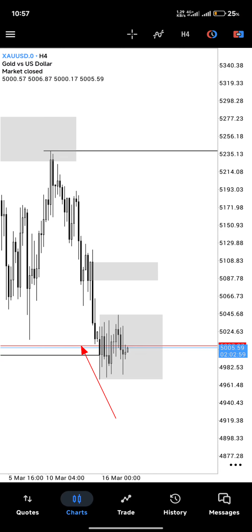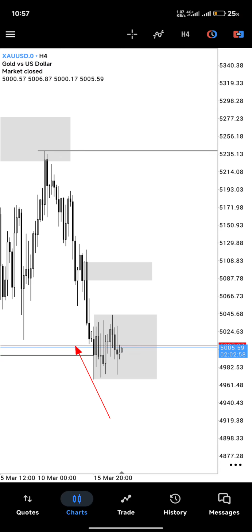So the question is, what is best to use? Should you use the body? Should you use the wicks? Should you use the entire candle? It really depends on you. But overall, the bodies of the candles carry more weight, because that is where the orders really are, the bodies.